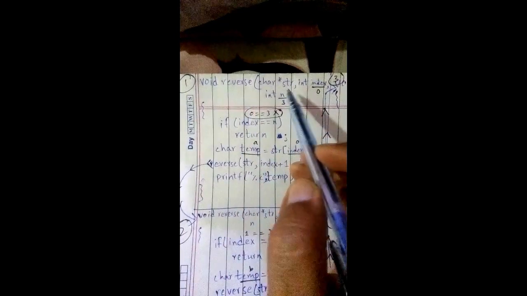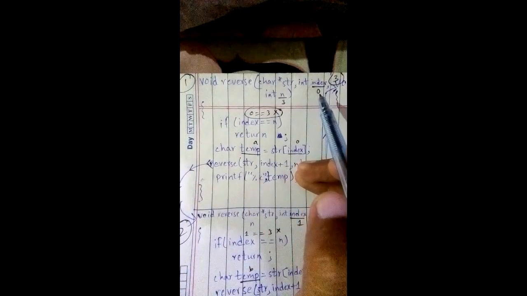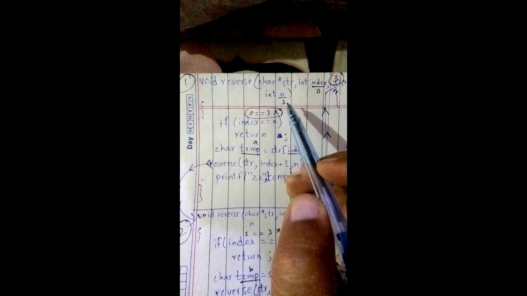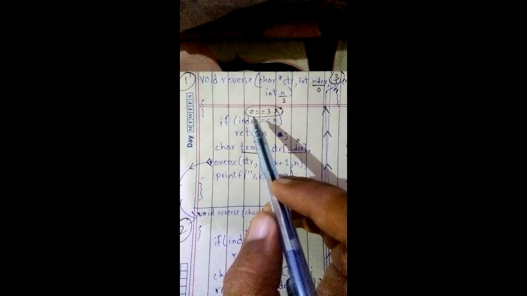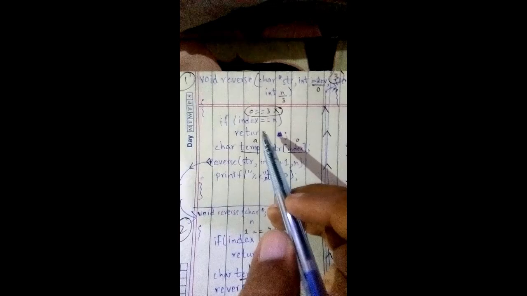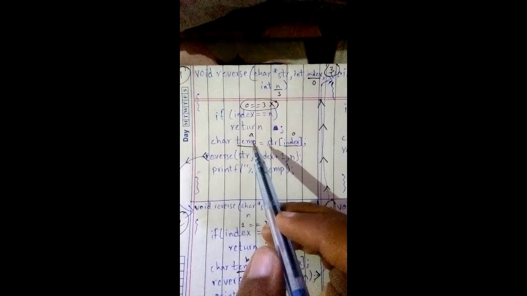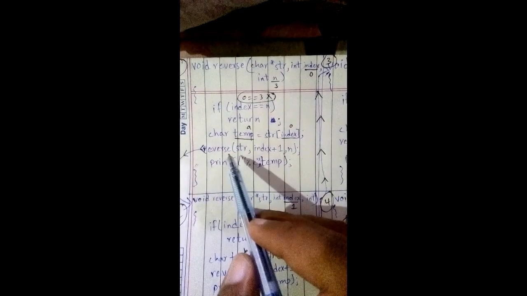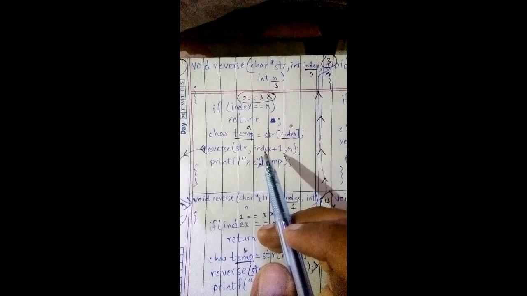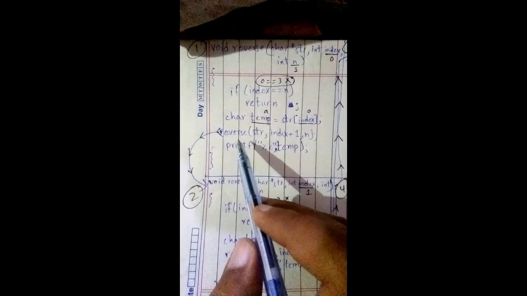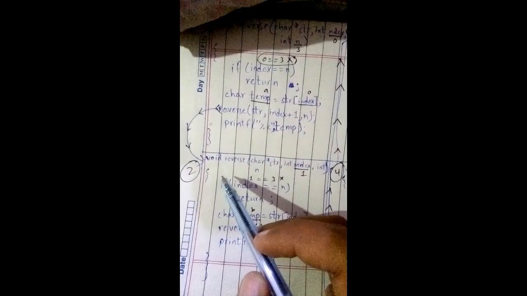We pass the string array, and the starting index, which is here 0, and this is the length of the array. Then we can see 0 is not equal to 3, so this condition is false. Then at 0 index we get a character A in temp. First character was A, so temp contains A. Then we call this reverse function again with index plus 1, means index is now 1. Reverse will be called again, it goes here.